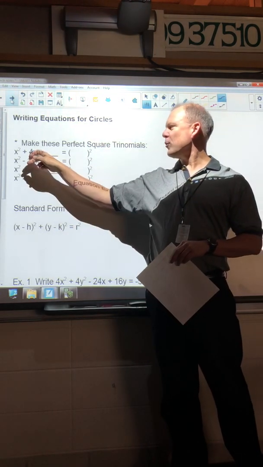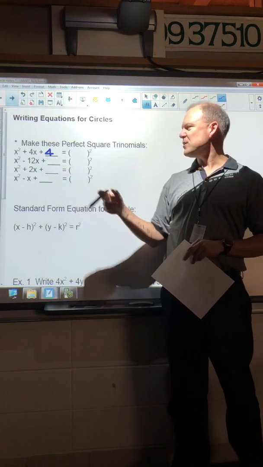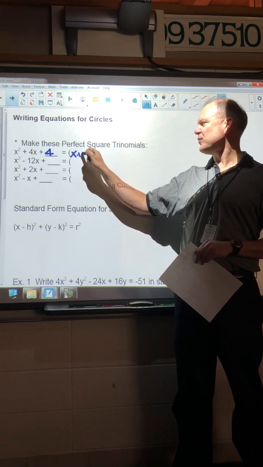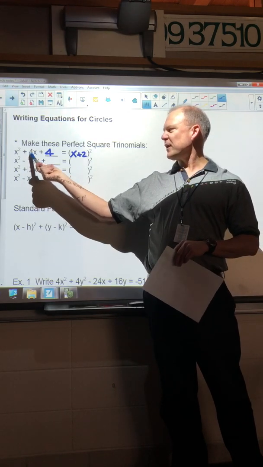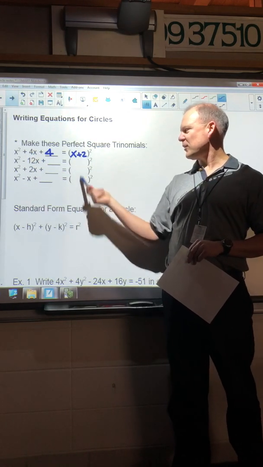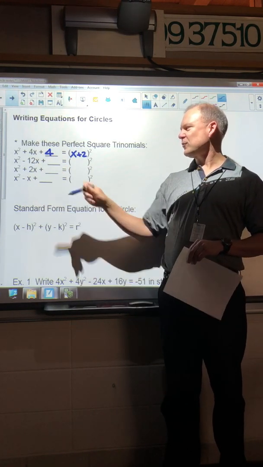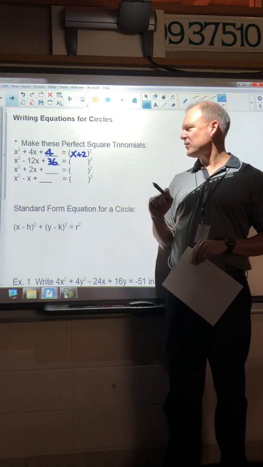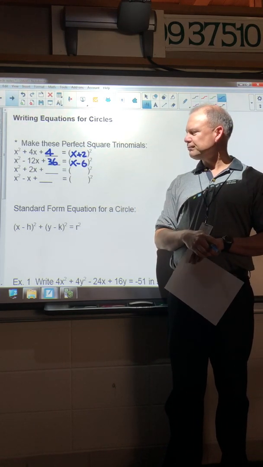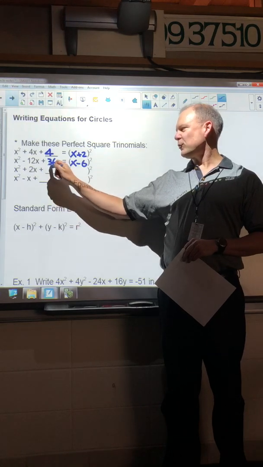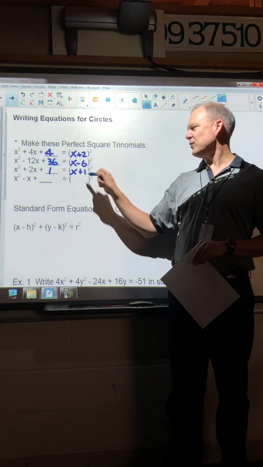Okay, so half of 4 is 2, 2 squared is 4. And then half of b is +2, so this would be (x + 2) squared. So whatever symbol you got with the x here, plus or minus, that's what you're going to have here. Half of -12 is -6. -6 squared is 36. Factors into (x - 6) squared. Half of 2 is 1, 1 squared is 1. And half of b is also 1, so (x + 1) squared.